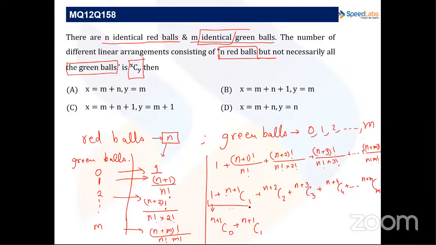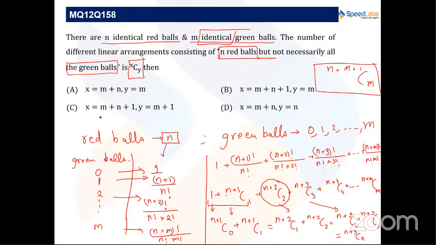So if we look at only these two quantities, then it will be n+1 C0 plus n+1 C1, that will be n+2 C1. And then if we combine this together, then it will be n+1 C1 plus n+2 C2... so it will be n+3 C2. Now combining this, we get n+3 C2 plus n+3 C3, that will be n+3 C4. So similarly, if we continue till the end, it will be n+m+1 Cm.